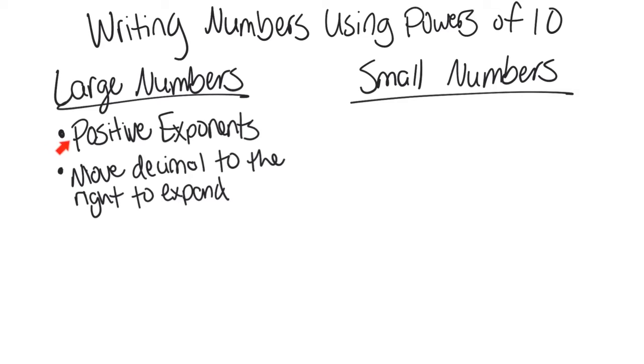The big thing here is that large numbers are going to have positive exponents on them. And when you expand them out, you're going to move the decimal to the right. And that's going to be really important because that'll make your number larger. Okay, so here's an example.